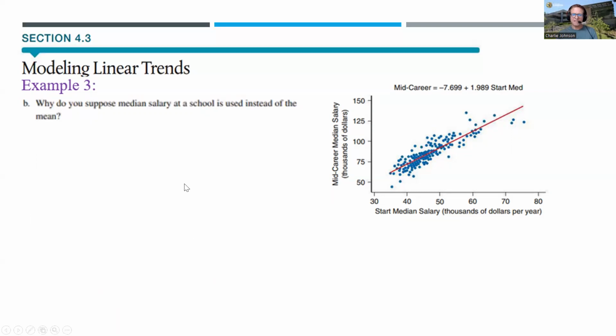Why do you suppose a median salary at a school is used instead of the mean? So we have learned about summary statistics before, and we use a median when our data is skewed, and we use a mean when the data follows a normal distribution. And salaries are typically skewed.